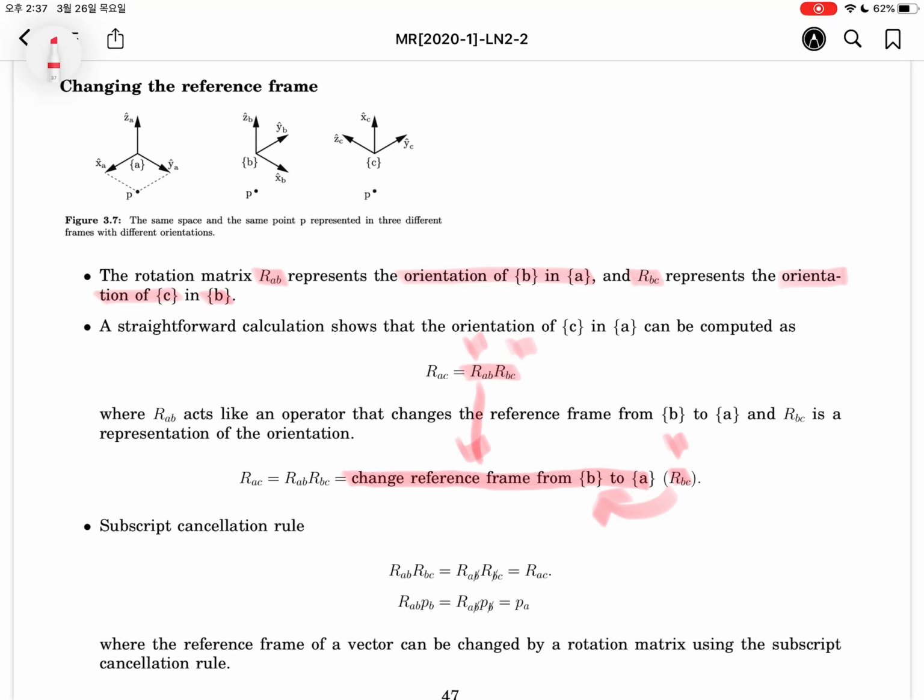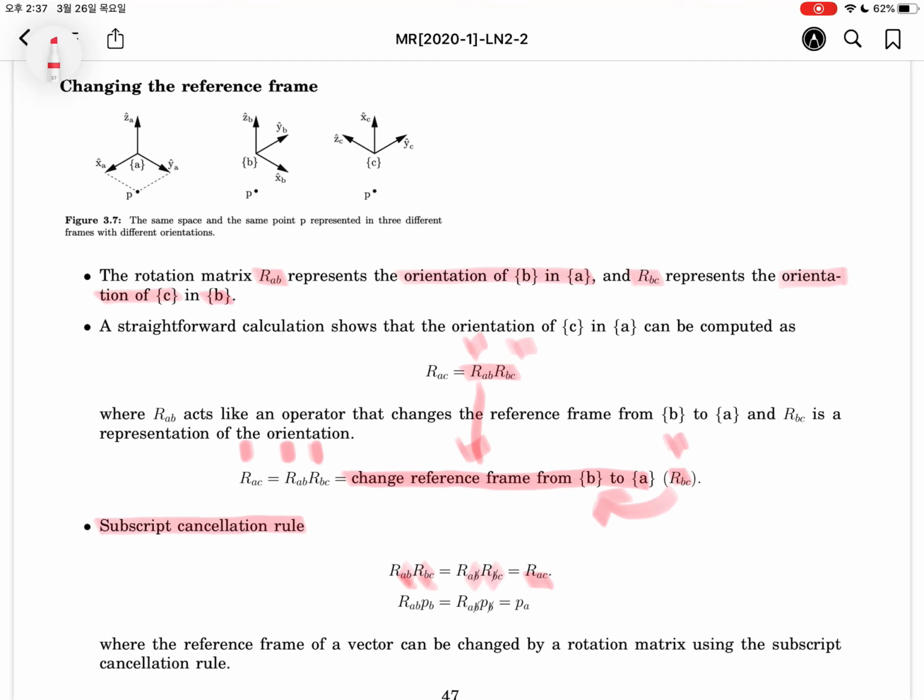So we can describe the rotation matrix, and we can apply the operator here. Then we can get the change. We can get the changing of the reference frame. Okay. This can be defined as a subscript cancellation rule. If we multiply the two matrices, the same frame appears on both sides. It can be cancelled out by each other. Then we can get the R_AC.